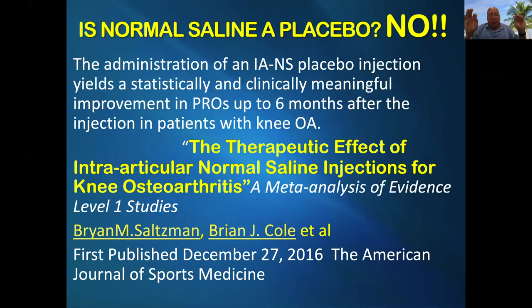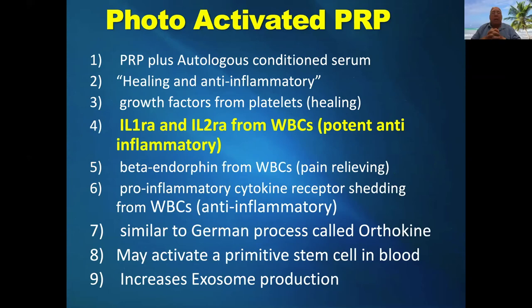Now, another thing I wanted to talk about is photoactivated PRP. We use photoactivation, photomodulation, however you want to call it, on all our products, be it a fat graft, SVF, bone marrow, or PRP. One of the things we know is basically it increases interleukin-1 antagonist, interleukin-2 antagonist, so it makes my white cells produce anti-inflammatory compounds. We think it's similar to Orthokine, the German process. And there's some talk it may increase exosome production, although we're not sure about that. And here's a good article that shows you the effect of phototherapy on neutrophils.